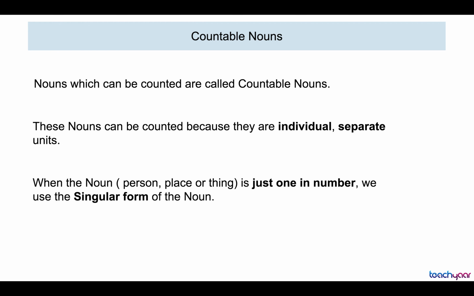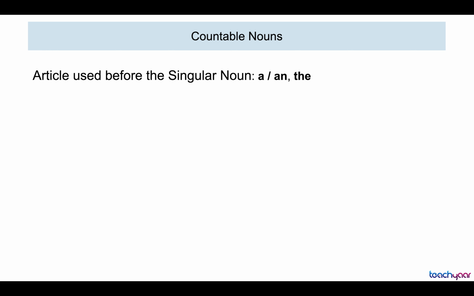Let's first take up the case when the noun is singular. That means just 1 in number. In such a case, the determiners used are a or an and the. We will be learning determiners later, but a and an are called indefinite articles. The is called a definite article. Let's see some examples. I have a bat.